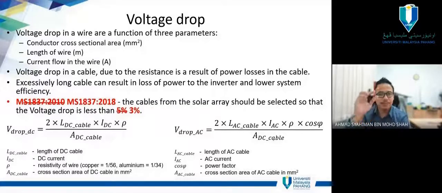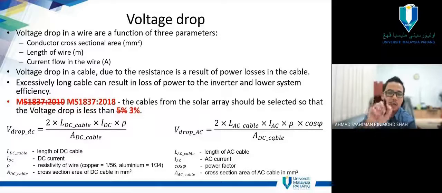Okay. We finish about the cable size. Remember cable size in millimeter square is not the thickness but it's the cross sectional area which is in millimeter square. Okay, millimeter square. So next is the voltage drop. Okay, voltage drop.